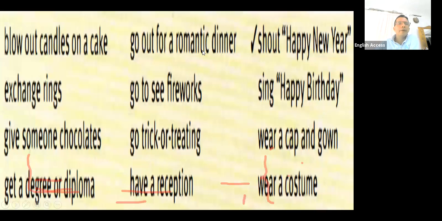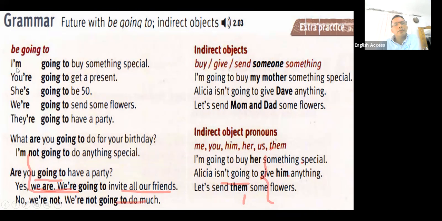Be going to, indirect object. For example, this one: I'm going to buy something special. I'm going to buy my mother something special. So we have the object here in the middle. Those are called, well, it's not the topic, but they're called transitive verbs. I'm going to buy my mother something special. You are going to give me a present. Alicia isn't going to give them anything.